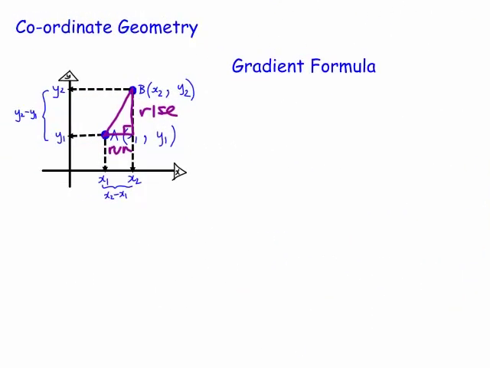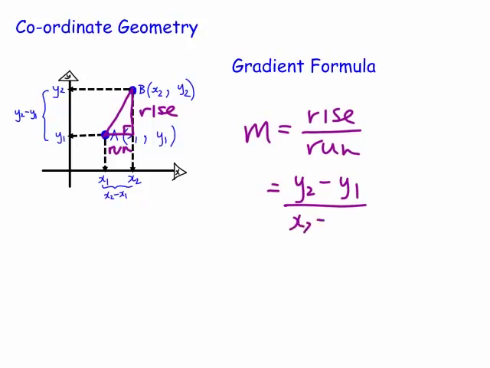Look at the gradient formula. The gradient formula is the rise on the run, and we normally write down the symbol m for the gradient. So m equals the rise over the run. You can have a look here. The rise on the run is y2 minus y1 on x2 minus x1. This is m, the gradient or the slope of the line, and you can see it's positive.